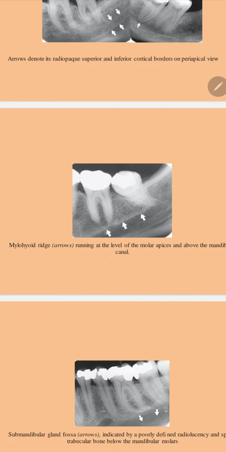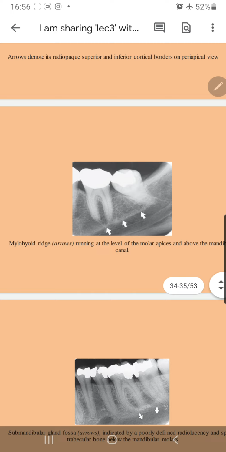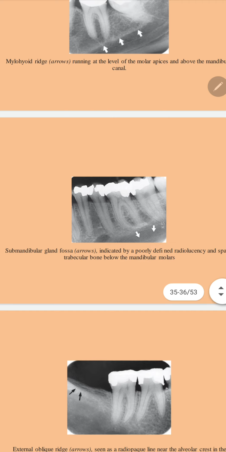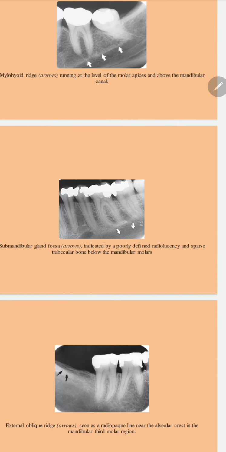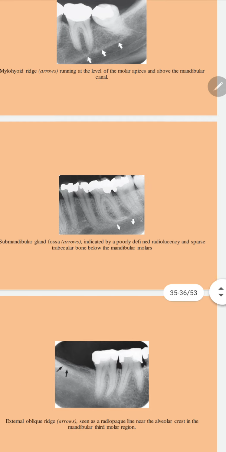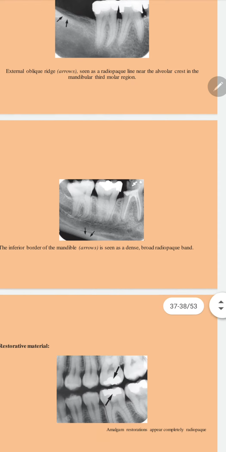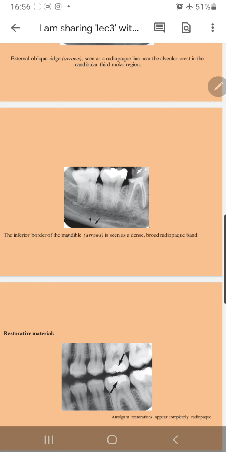Mylohyoid ridge runs at the level of the molar apices and above the mandibular canal. It appears as a radiopaque line. Submandibular gland fossa is indicated by poorly defined radiolucency and sparse trabecular bone below the mandibular molars. External oblique ridge is seen as a radiopaque line near the alveolar crest in the mandibular third molar region. The inferior border of the mandible is seen as a dense, broad radiopaque band.